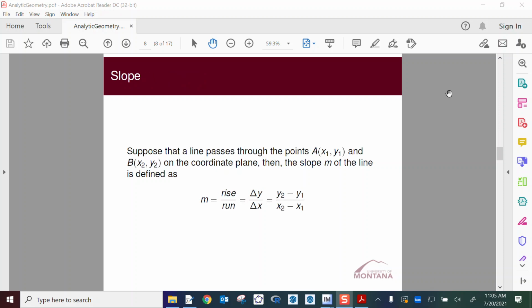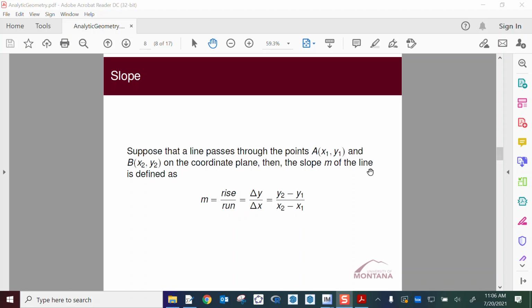Let's talk about slope briefly. Suppose that a line passes through points (x1, y1) and (x2, y2) on the coordinate plane, then the slope m of the line is defined as rise over run. So in words, we think of it as rise over run, which is the change in y over the change in x, which, from the first point to the second, would be the y value of the second point minus the y value of the first point over the x value of the second point minus the x value of the first point. So y2 minus y1 over x2 minus x1.